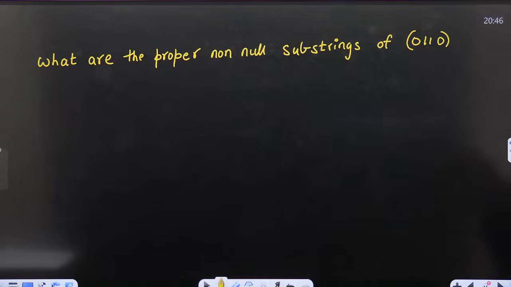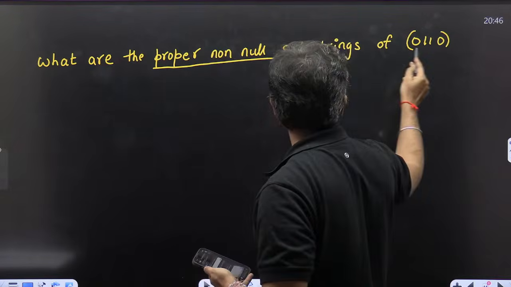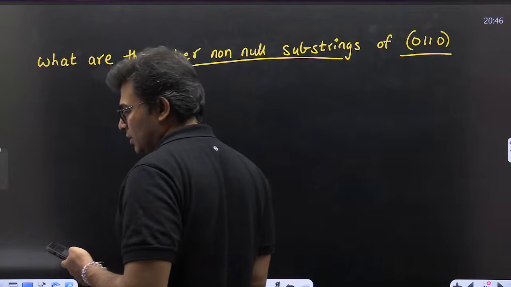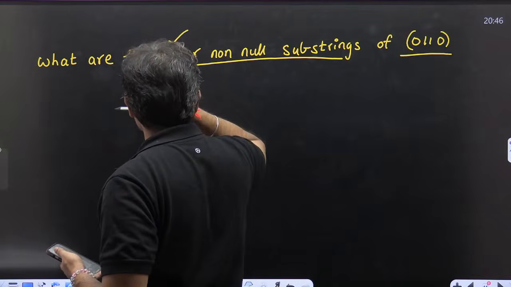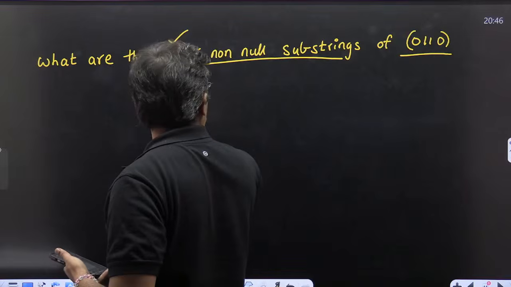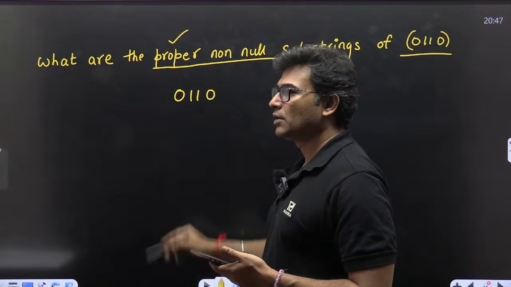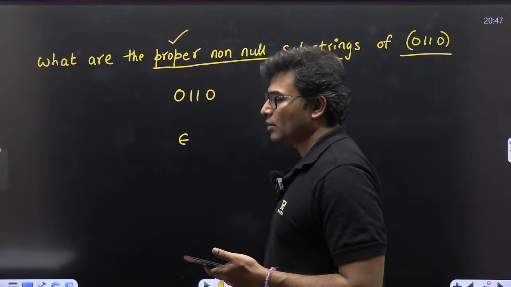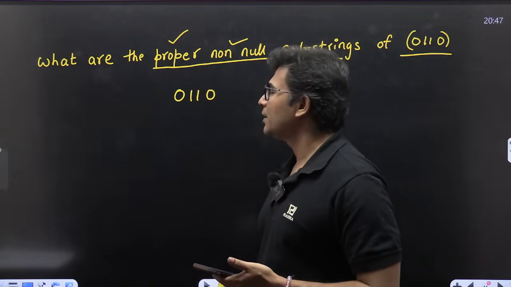Very good. So, what are the proper non-null substrings? Which means you should not include this entire string. Other than that, everything will be proper, right? They have clearly said proper substring, which means 0, 1, 1, 0 will not come, right? So if you have 0, 1, 1, 0, always remember that epsilon is always a substring, right? And they said non-null, therefore delete epsilon.